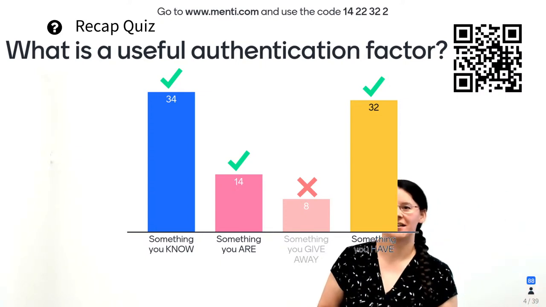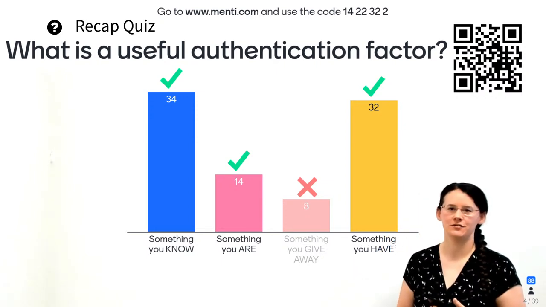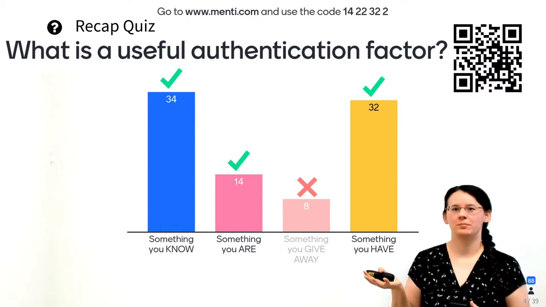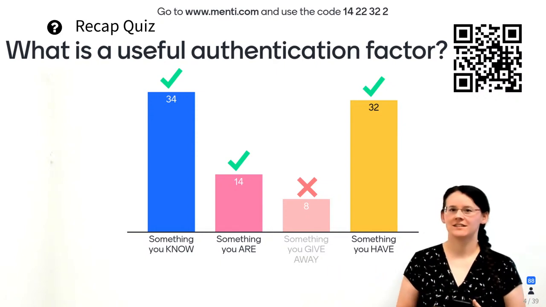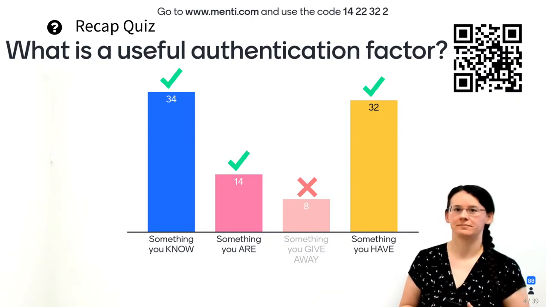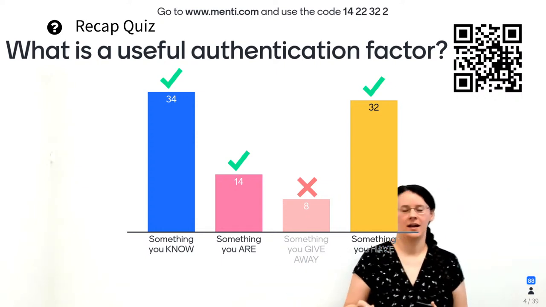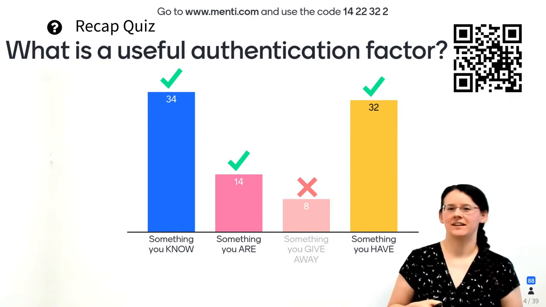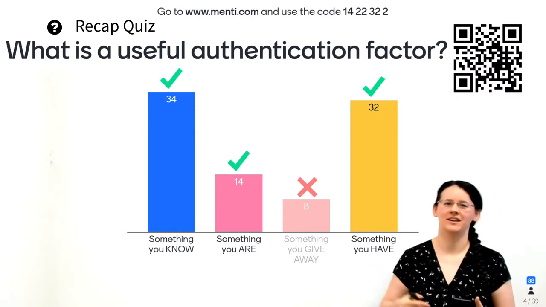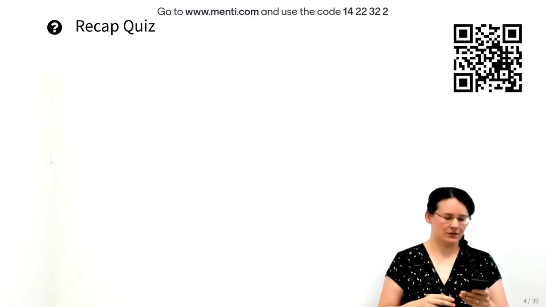Okay, so again, most of you figured out that something you know and something you have are good ideas as authentication factors. Something you know being, for example, your password. Something you have could be, for example, your key in the classical sense, or an authentication FIDO token, or something in the computer science sense. Something you are is also a correct answer, referring to biometrics, for example. Something you give away does not look like a good idea to me, since if you give it away, you usually don't have it anymore, and somebody else has it, so I don't think that's a good idea for authentication. Okay, let's have a look at the third question.